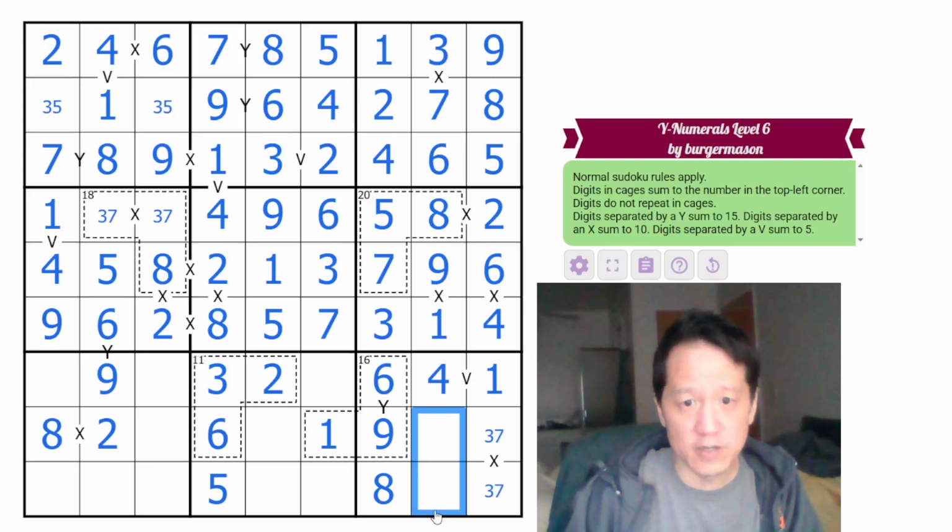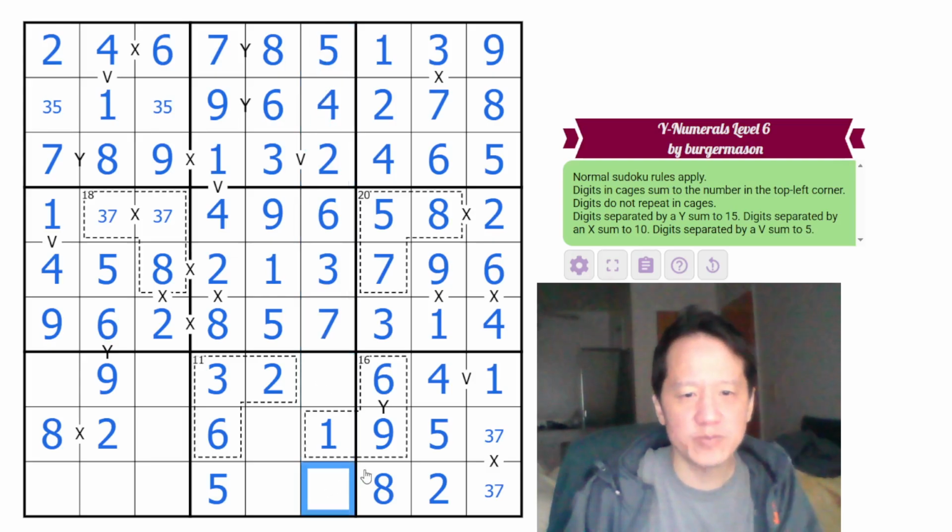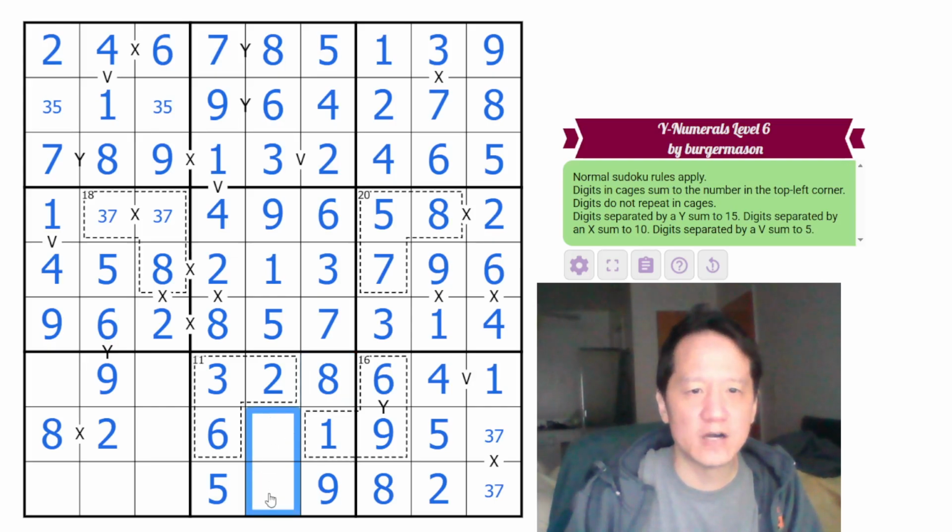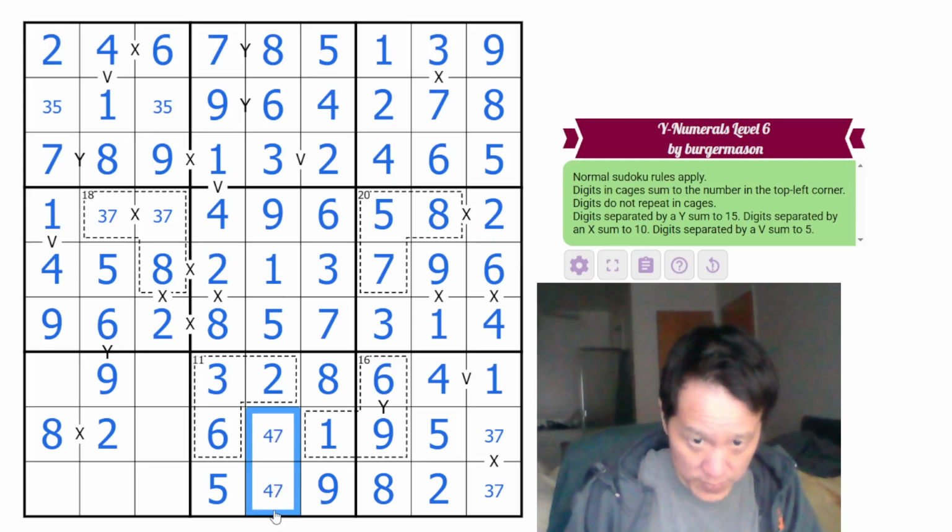Remaining digits here are 5 and 2. This can't be 2 because of that 2, so this is 5, which makes that a 2. And the rest we're probably doing is just Sudoku. What are the remaining digits in column 6? It's 8 and 9. This can't be 8, so this is 9, which makes that an 8. Remaining digits in column 5 are 4 and 7. Either of which can still be there, so this is still 4 or 7.